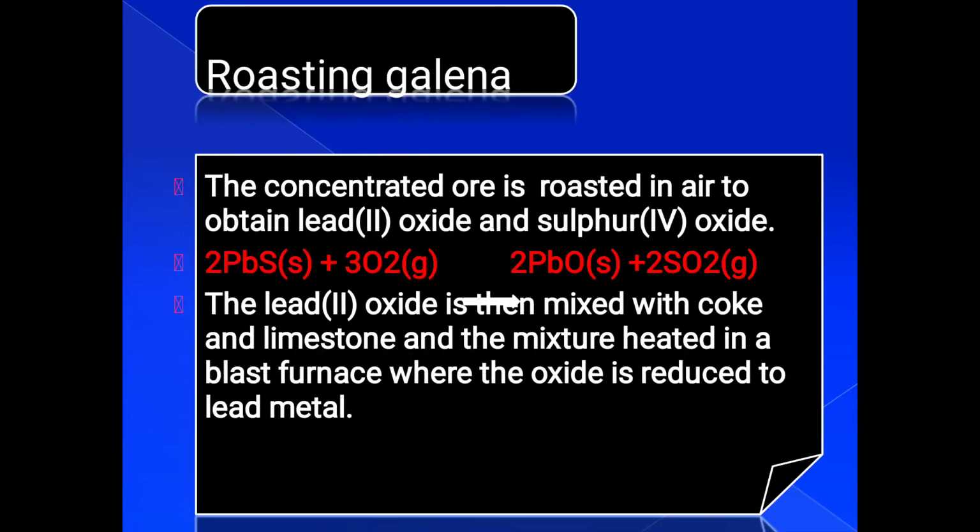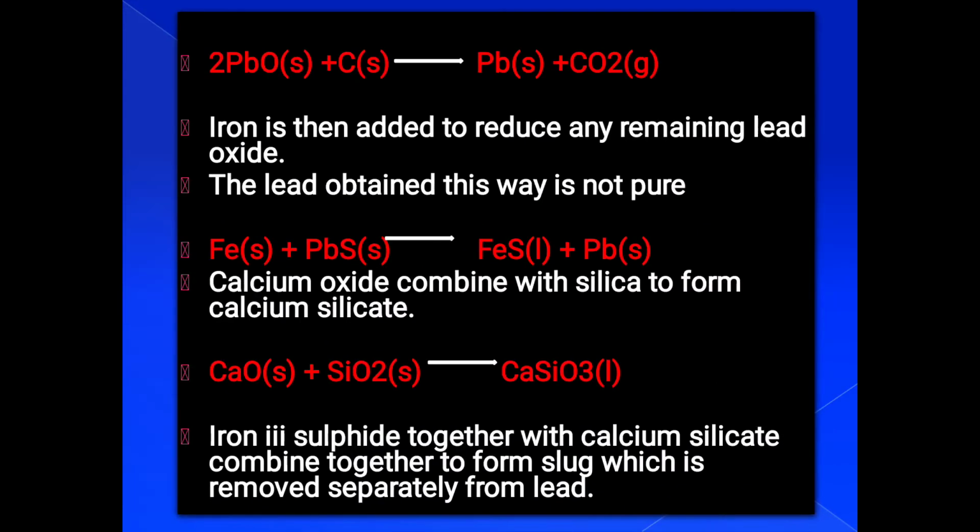We look at the first step, roasting of galena. Galena, like we have mentioned, is the chief ore of lead. And like you can see, it's basically lead sulfide. It is roasted in air where it combines with the oxygen to form lead oxide and sulfur(IV) oxide. This lead(II) oxide is then mixed with coke and limestone, and the mixture is heated in a blast furnace where the oxide is reduced to lead metal.